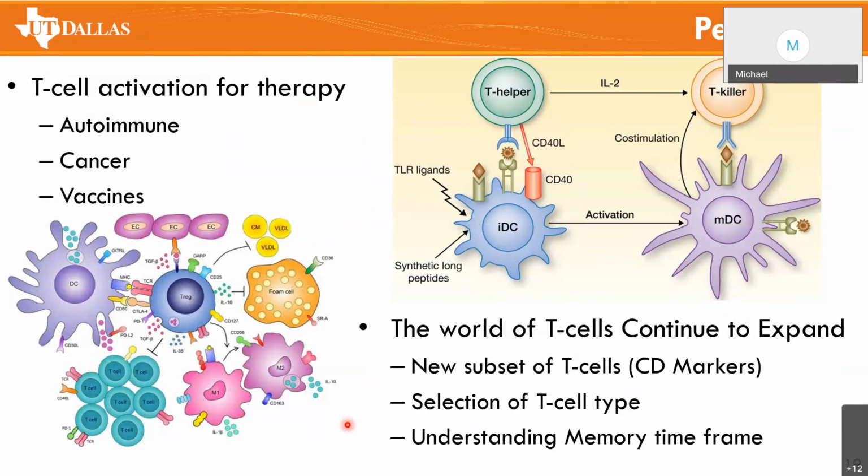So I hope that in this presentation you learn how important T cells are in autoimmune, in cancer immunotherapy, and vaccines. There's still a lot being discovered about T cells. They're still determining new subsets of T cells found in different organs. They still are trying to determine how the selection of T cells occurs. For example, how does it pick T helper 1 versus T helper 2? And trying to understand the memory time frame. Why do some vaccines only last 2 or 3 years and other vaccines can last up to 10 years? And understanding all this can help in improving these therapies.